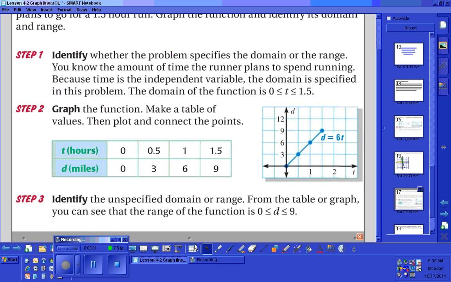Now, to determine the range, we're going to look at the y values on this graph. The lowest y value is 0 when he hasn't run any yet, and the highest y value is 9 when he's finished his 1.5 hour run. So you can see from this graph that the range of the function is all numbers from 0 through 9 inclusive.